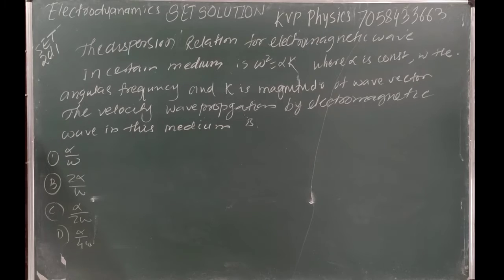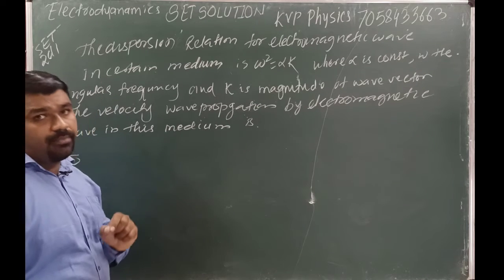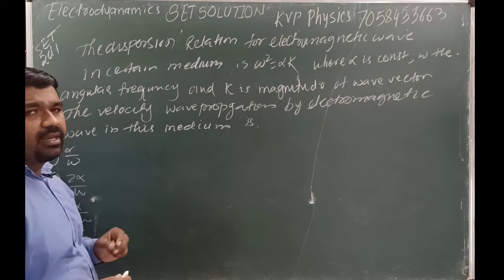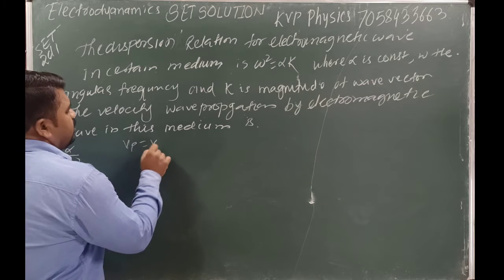Next question, 2011. The dispersion relation for an electromagnetic wave in a certain medium is ω squared equal to αk, where α is a constant, ω is the angular frequency, and k is the magnitude of the wave vector. The velocity of propagation of the electromagnetic wave in this medium is, okay, generally they ask here phase velocity, but in some conditions we can take phase velocity equal to group velocity.